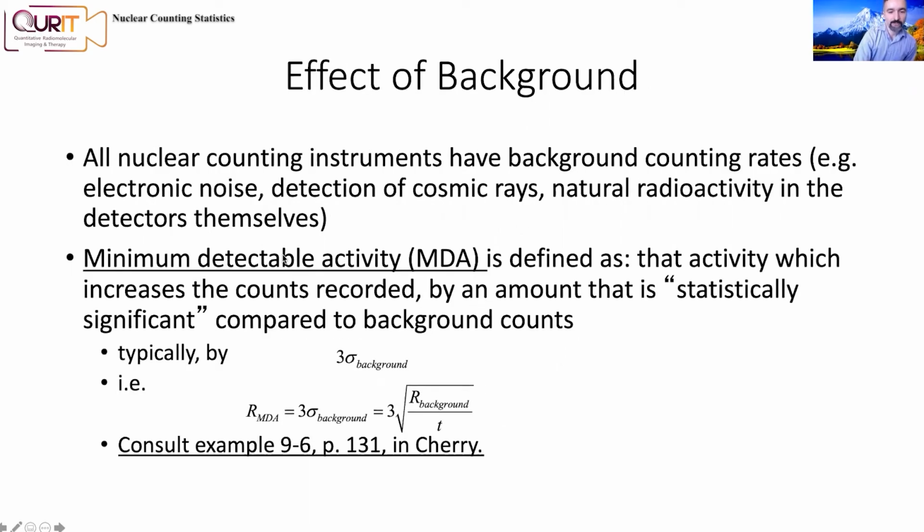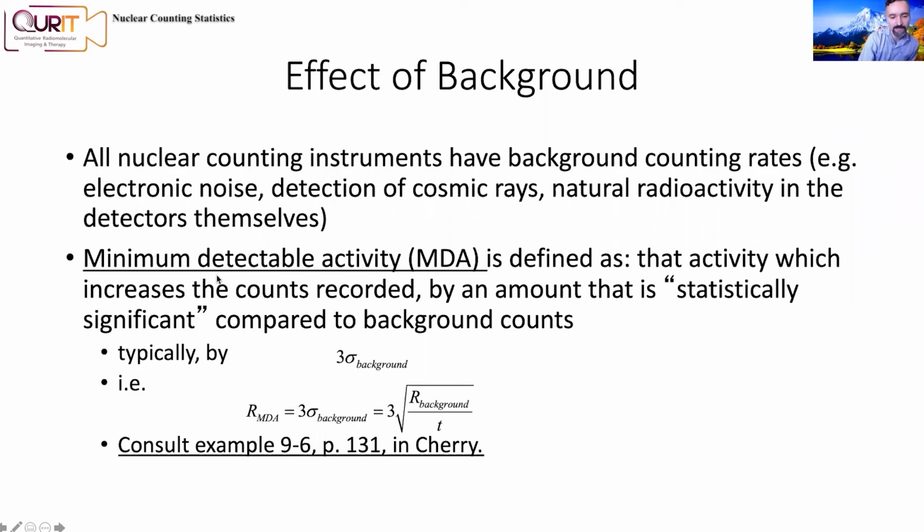Now, the effect of background radiation is important. All nuclear counting instruments have some background counting rates. This could be from electronic noise, detection of cosmic rays, natural radioactivity in the detectors themselves. Some detectors are inherently radioactive a little bit. We will see this in PET imaging. I think hopefully we will discuss that. So there's this background radioactivity, and that interferes with actual measurements.